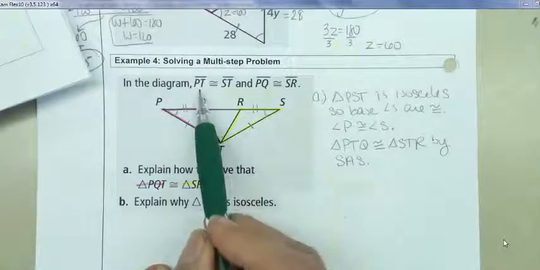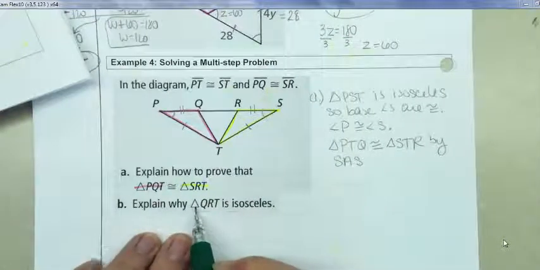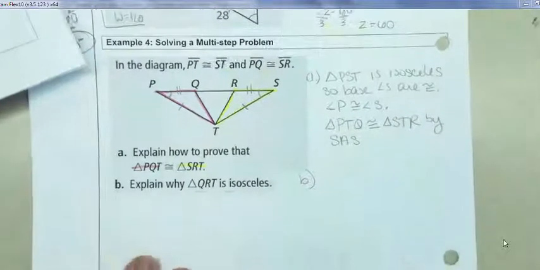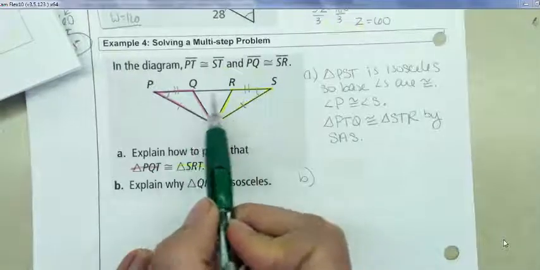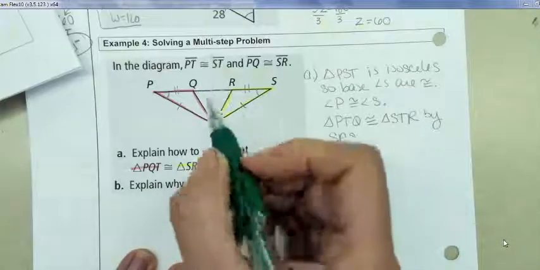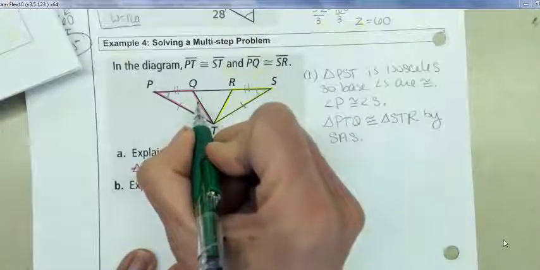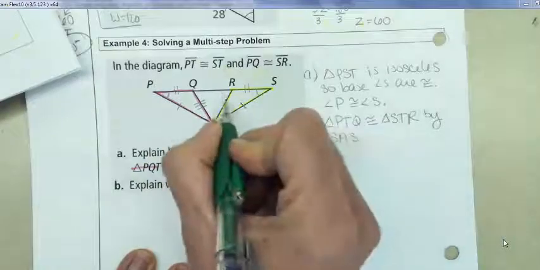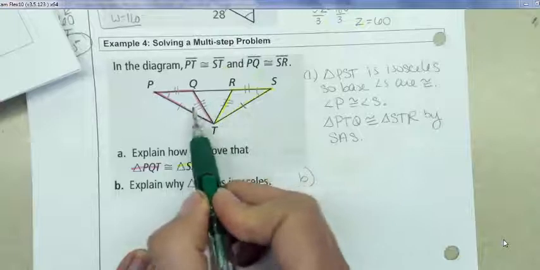Okay, we were already given a bunch of information there. Now explain why triangle QRT is isosceles. So I'll do that one down here. All right, well, now, if you have two congruent triangles, which my pink one and my yellow one are, then that means that any corresponding parts are going to be congruent, right? So we know that QT is going to be congruent to segment RT because these two triangles were congruent.